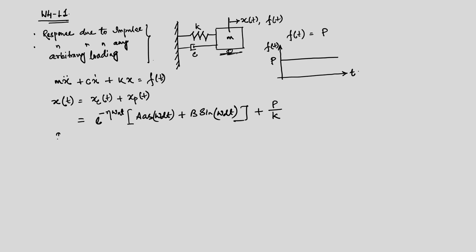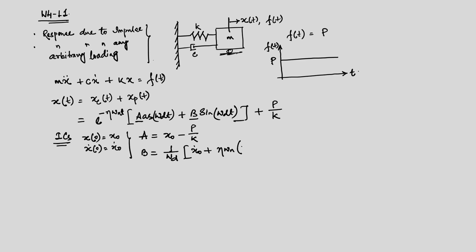Obviously, when you solve this equation to find out the two constants, A and B, we need initial conditions. So, we have x at time 0 is x naught, and the velocity at time 0 is also given. Using these two information, you can derive the two constants. A in this case will be x naught minus P by k, and then B you can also evaluate, this will be 1 by omega d, and then within bracket x naught dot plus eta omega n within bracket x naught minus P by k. So, that is the complete solution. This solution is for a constant force for all t.